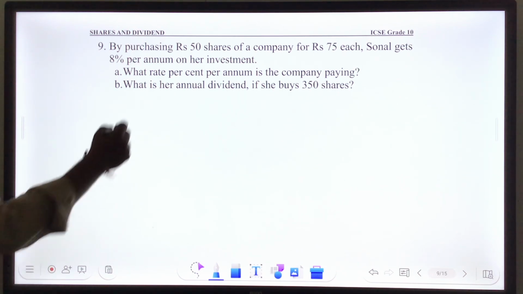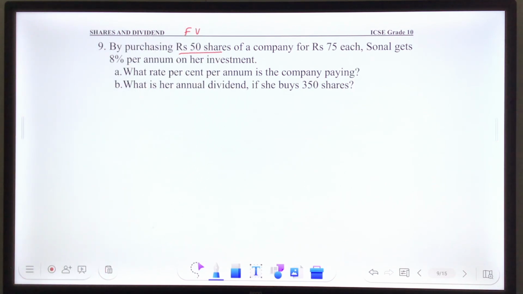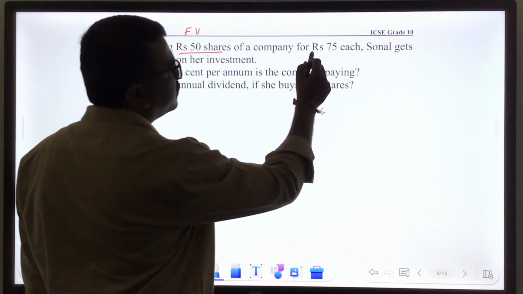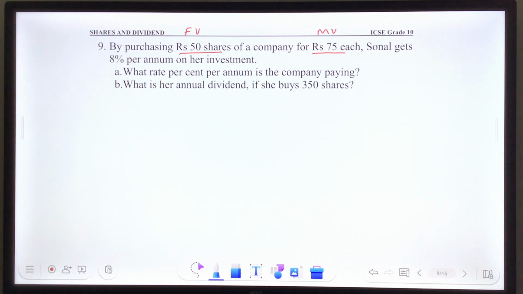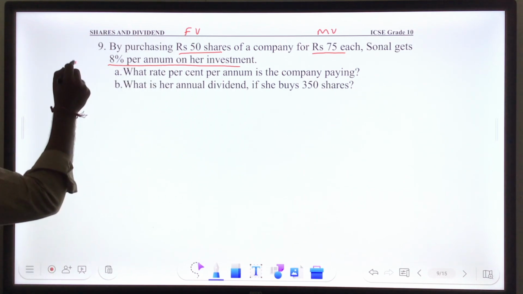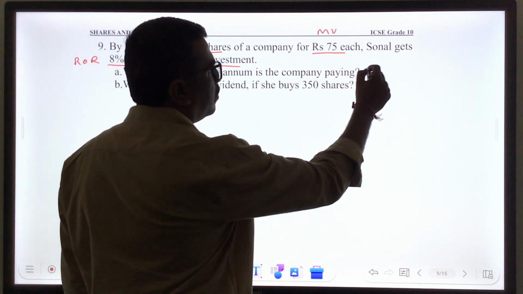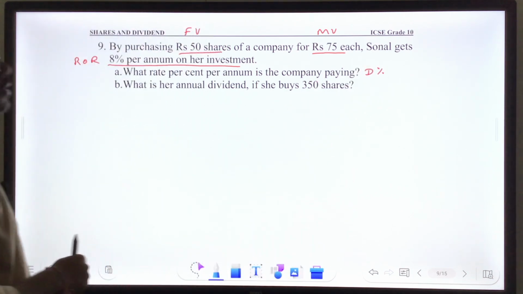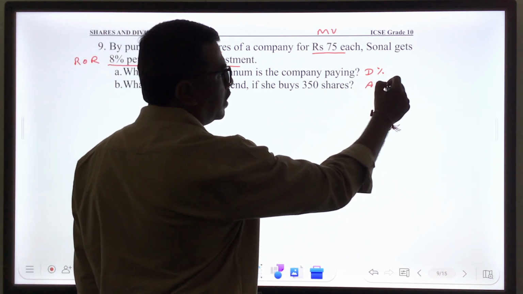So here we are given rupees 50 shares, so that is the face value of the shares of a company, for rupees 75, so that is the market value, and she gets 8% on her investment. So this is the rate of return given. We need to calculate what rate percent per annum the company is paying. So we have to calculate the rate of dividend. And also, what is her annual dividend? So we need to find the annual dividend.